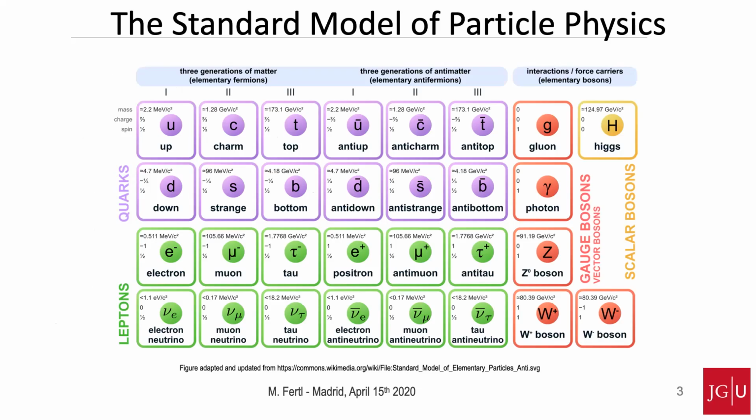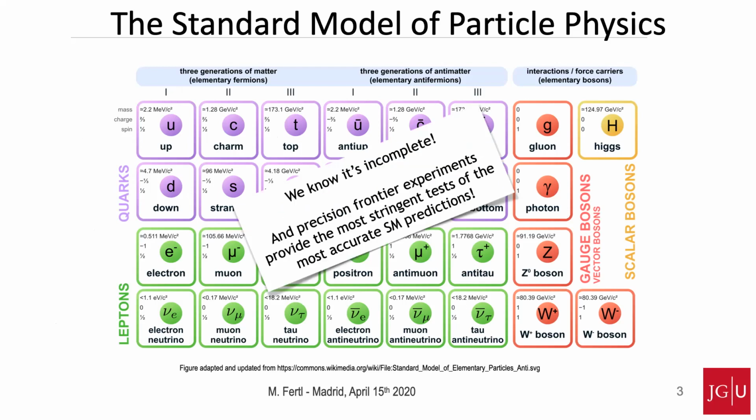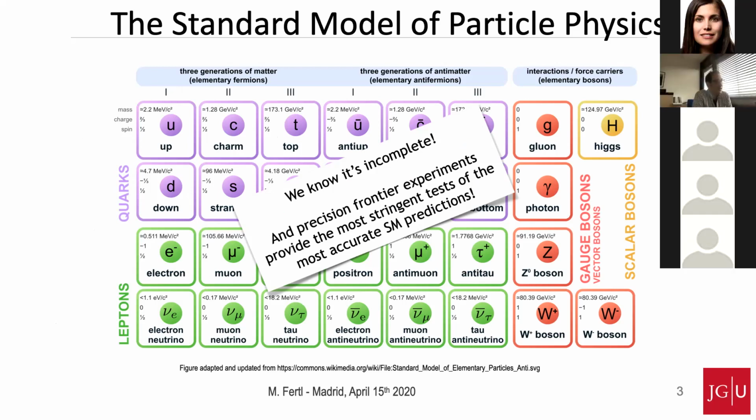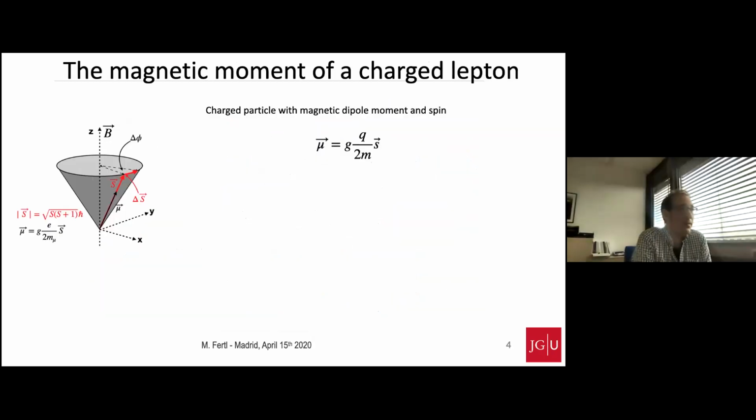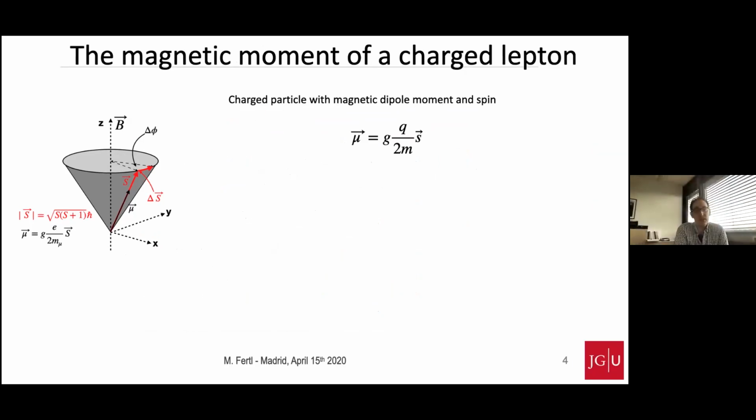We all know the standard model of particle physics, and we really love it because it's the best model we have right now, but we know it's incomplete. Precision frontier experiments like the Muon g-2 experiment try to provide the most stringent tests of the most accurate predictions of the standard model. And one, if not the most accurate prediction of the standard model actually concerns the magnetic moments of charged leptons.